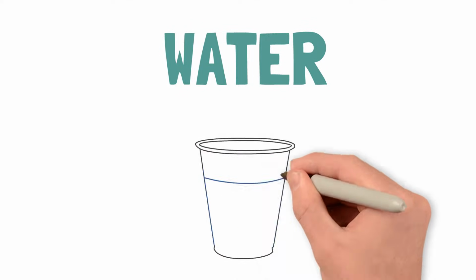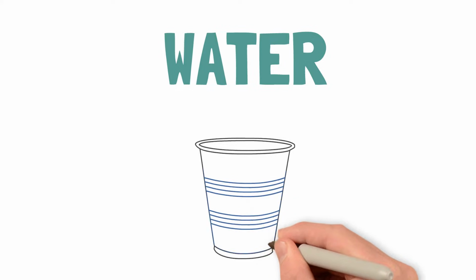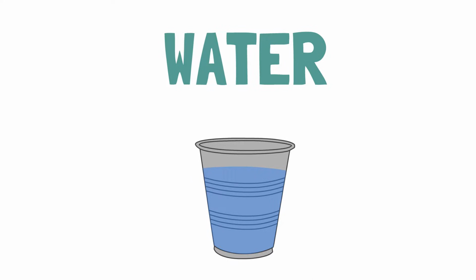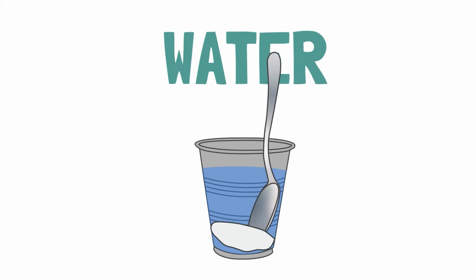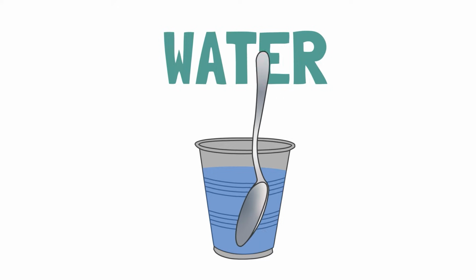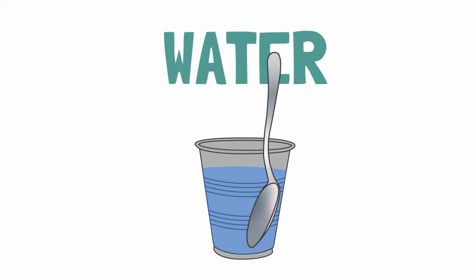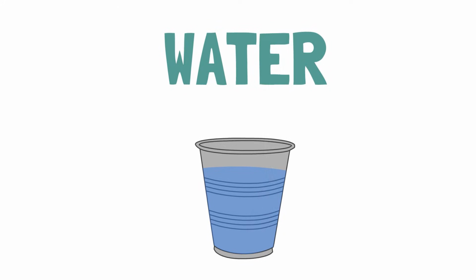But what actually happens when we dissolve something in water? Let's look at salt as an example. If you pour salt into water and stir it, you would notice that the salt fairly quickly disappears. We know it's still there though, because if we were to taste the water, it would be salty. Let's take a closer look at what goes on when we dissolve salt in water.